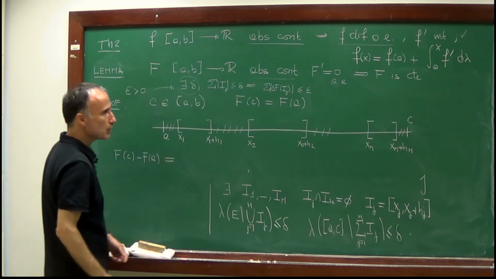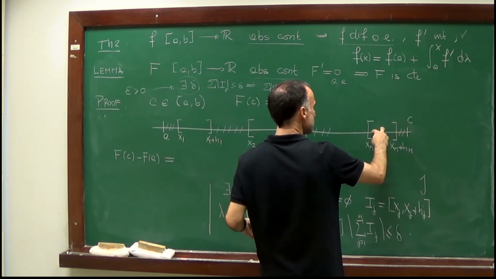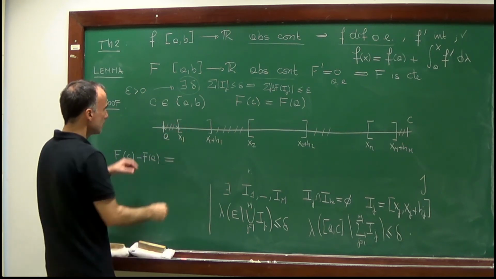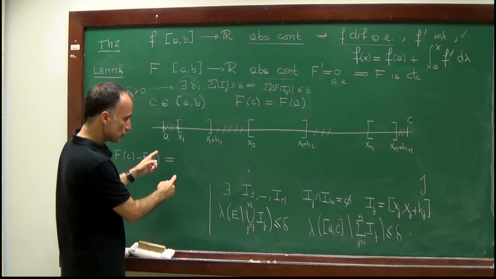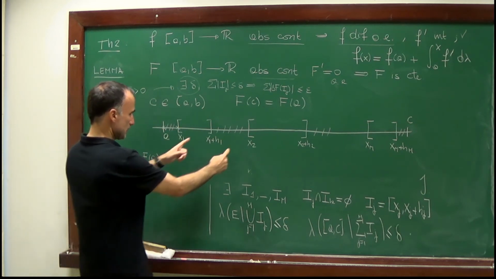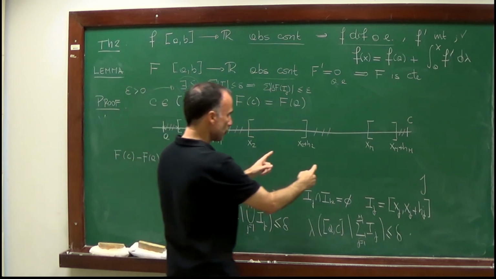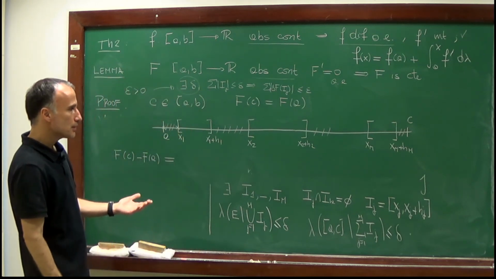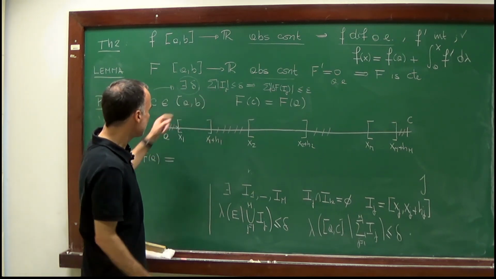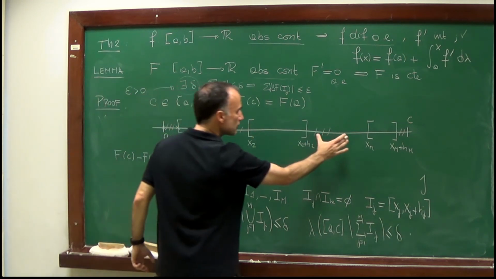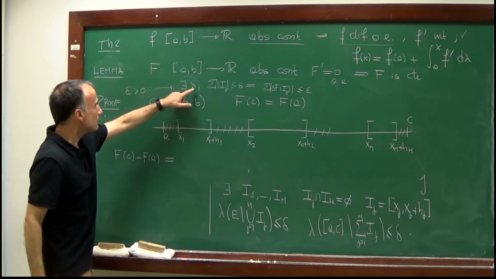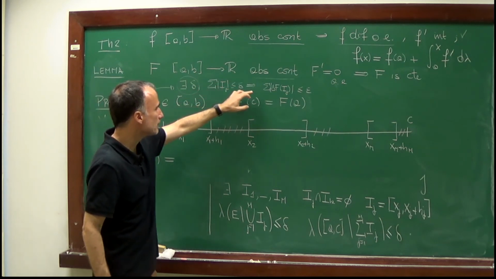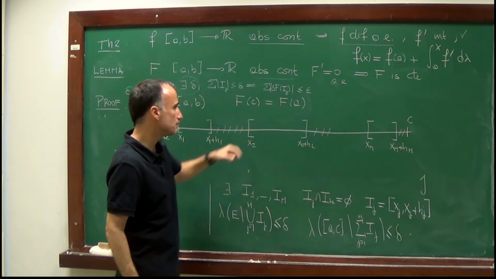So what I want is to compare FC with FA. And what I will do is write FC minus FA as this difference. I know that if I add the increments here, the absolute value of the difference in these points, and the absolute value in these points, this has to be smaller than epsilon, because the total length of these intervals is bounded by delta. And delta was chosen in such a way that if the total length of these intervals is bounded by delta, then the sum of the increments is bounded by epsilon, right?